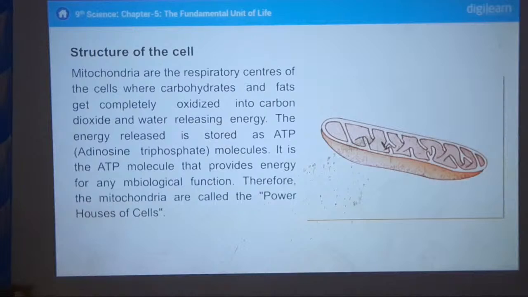Mitochondria are the respiratory centers of the cells where carbohydrates and fats get completely oxidized into carbon dioxide and water, releasing energy. The energy released is stored as ATP molecules, that is adenosine triphosphate molecules. It is the ATP molecule that provides energy for any biological function. Therefore, the mitochondria are also called the powerhouses of the cells.